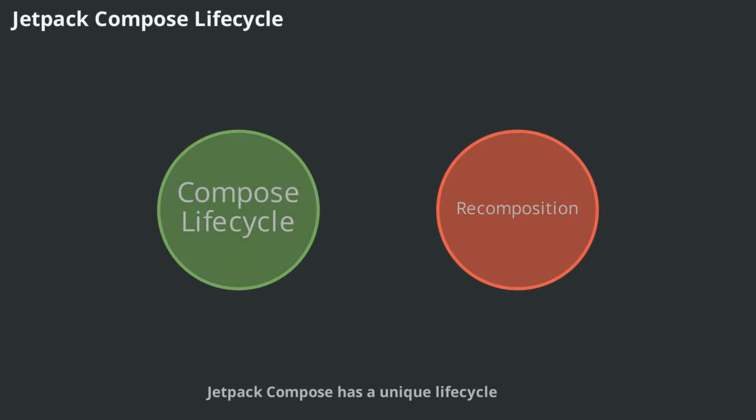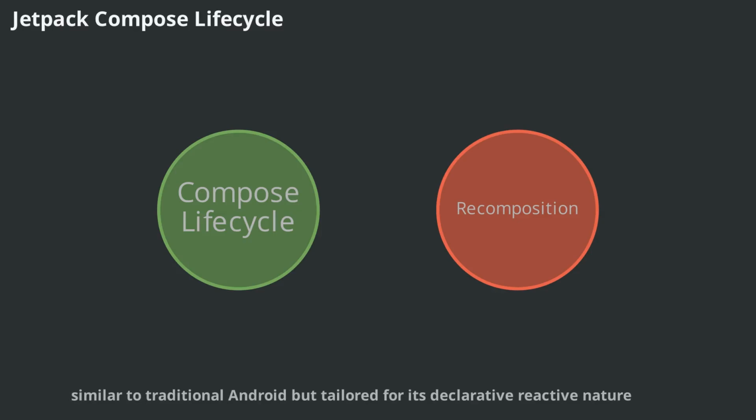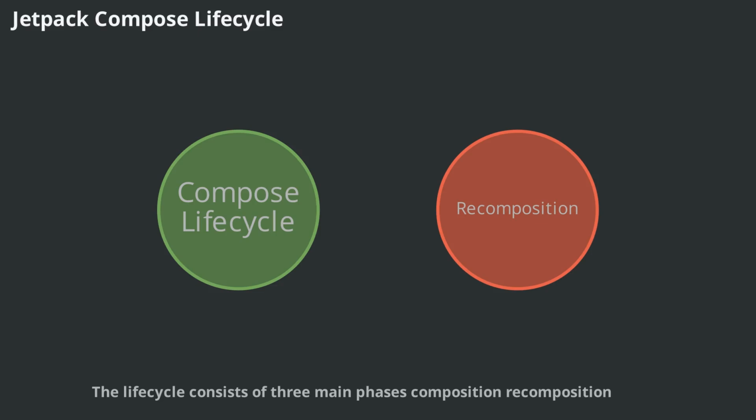Jetpack Compose has a unique lifecycle, similar to traditional Android, but tailored for its declarative, reactive nature. The lifecycle consists of 3 main phases: composition, recomposition, and disposal. During composition, UI elements are created for the first time. Recomposition occurs when the state changes, updating only the affected composables. Disposal removes composables that are no longer needed, cleaning up resources and ensuring efficient memory management. Understanding this lifecycle is crucial for building responsive and efficient UIs.